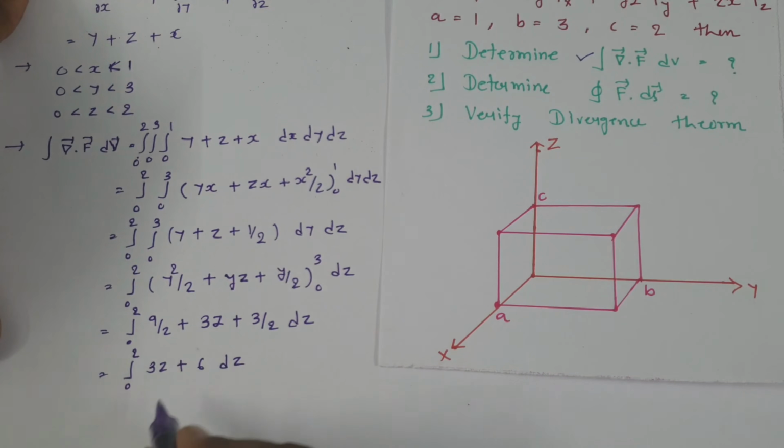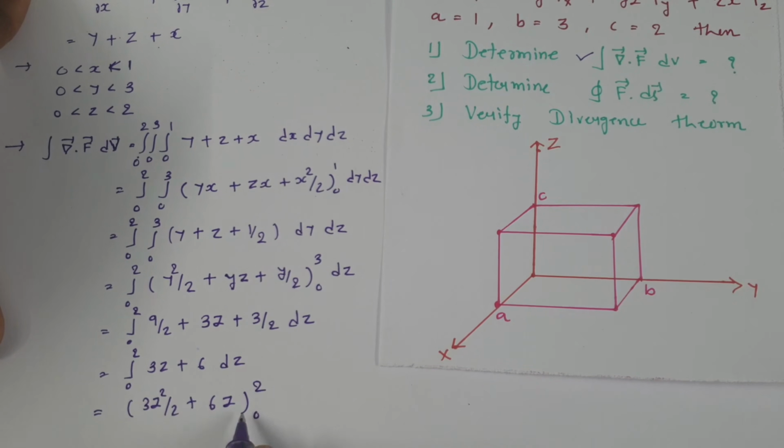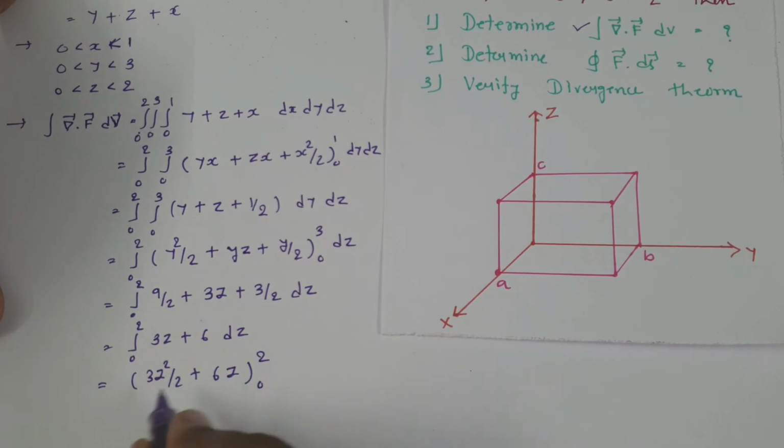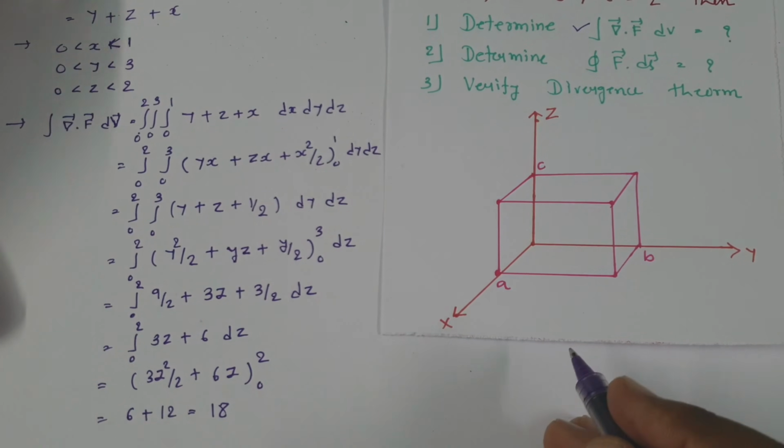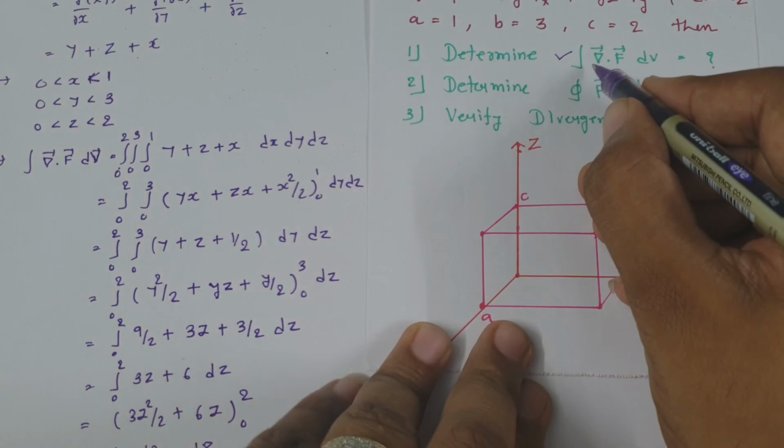And if you do this integration, you will be finding this is 3z square by 2 plus 6z, where z varies from 0 to 2. If you place 0, it will get 0, but if you place 2, this will be 3 into 4 by 2, that is 6, plus 6 into 2, that is 12, so 6 plus 12 is 18. So basically this volume integration is 18.